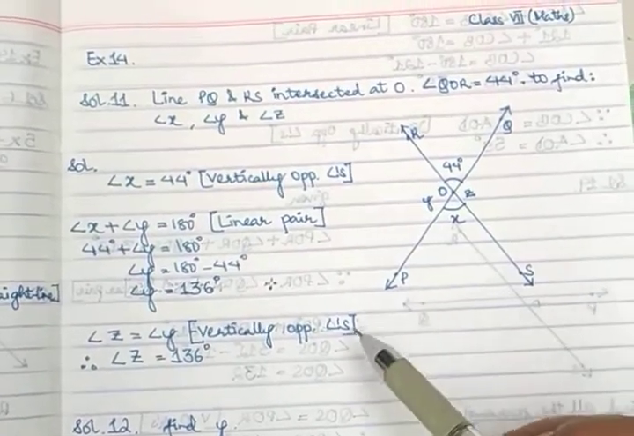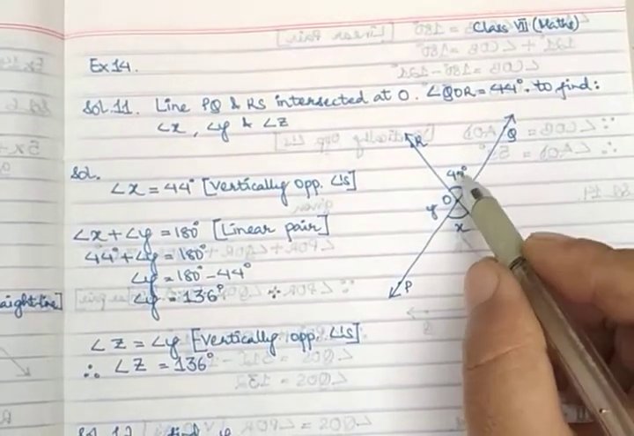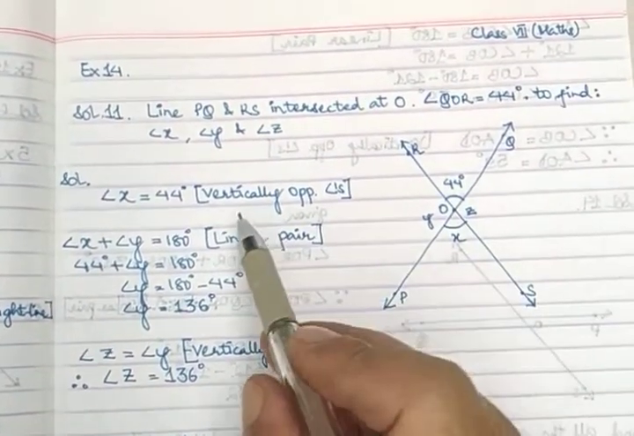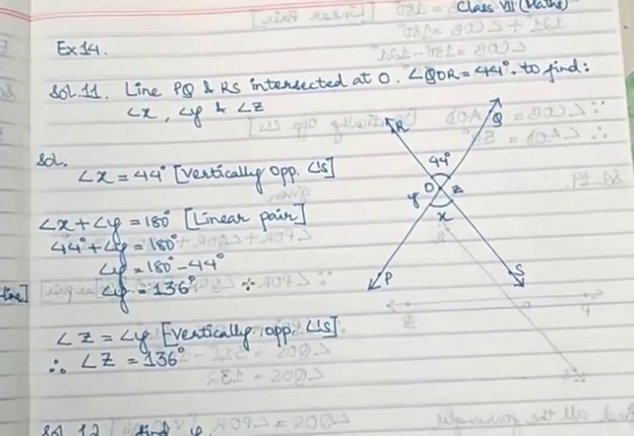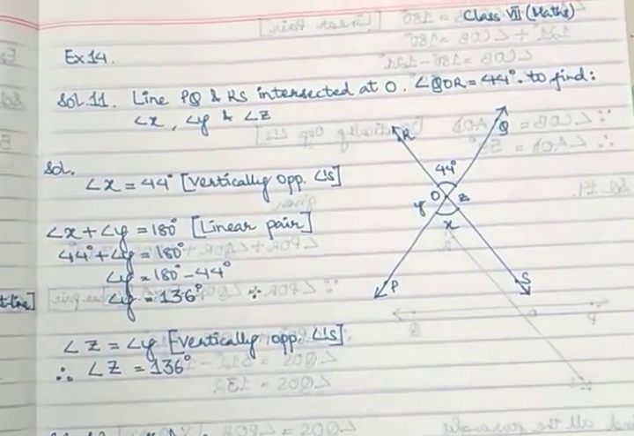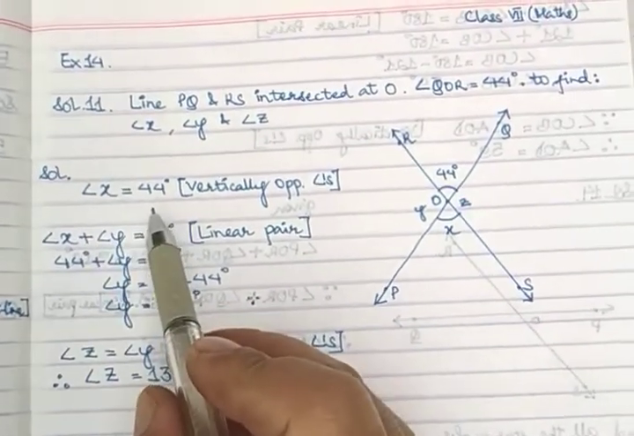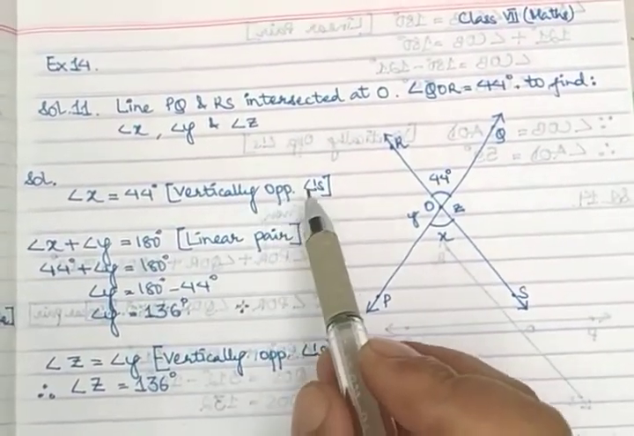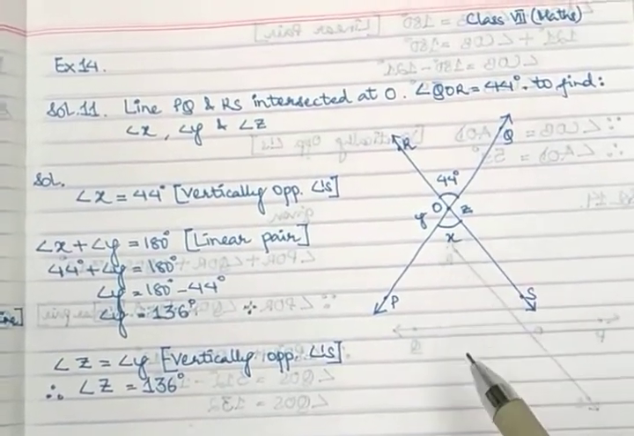So at the first step I have written, X equals 44 degrees. Why? Because of vertically opposite angles. You need to answer that why. Reasoning is very important, as I've been telling you repeatedly, isn't it? So X equals 44 degrees, that is vertically opposite angles. Now we have dealt with X.